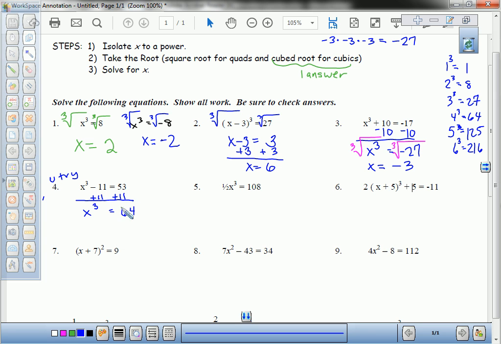All right, so the first thing we do is add the 11, and then we take the cubed root. And so the cubed root of 64 is 4.